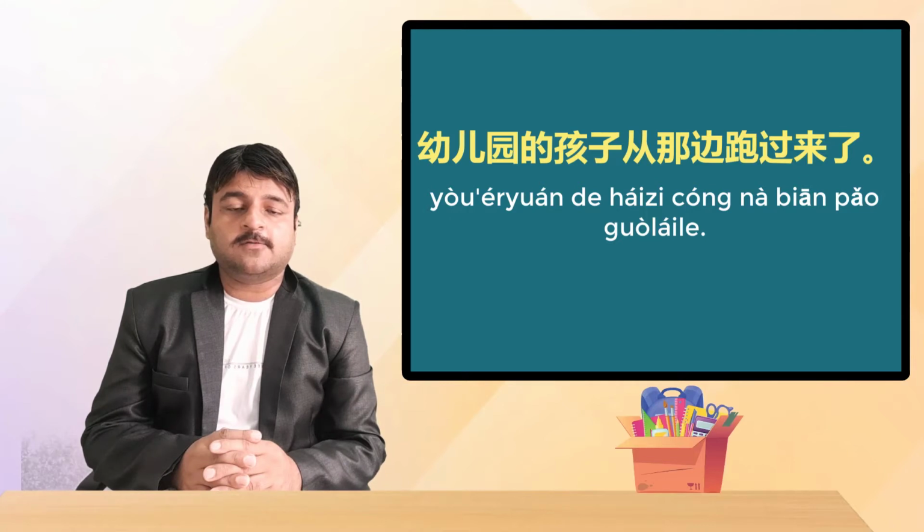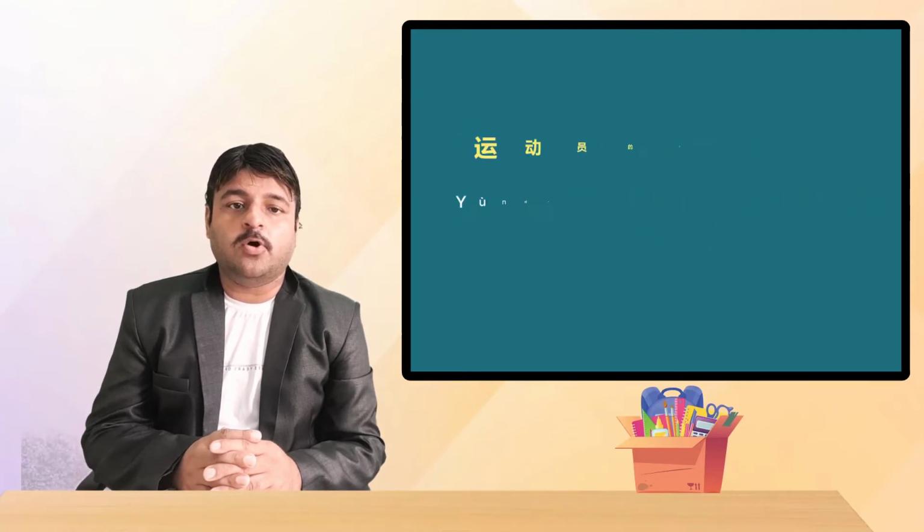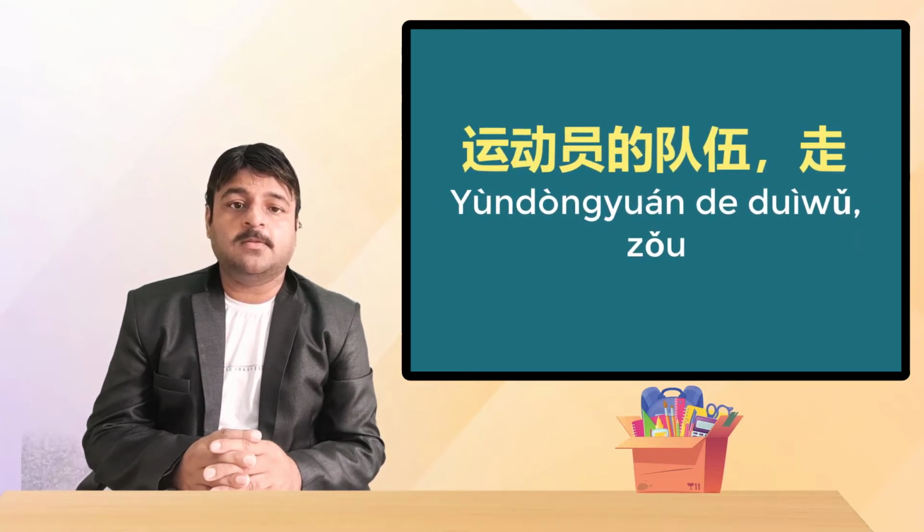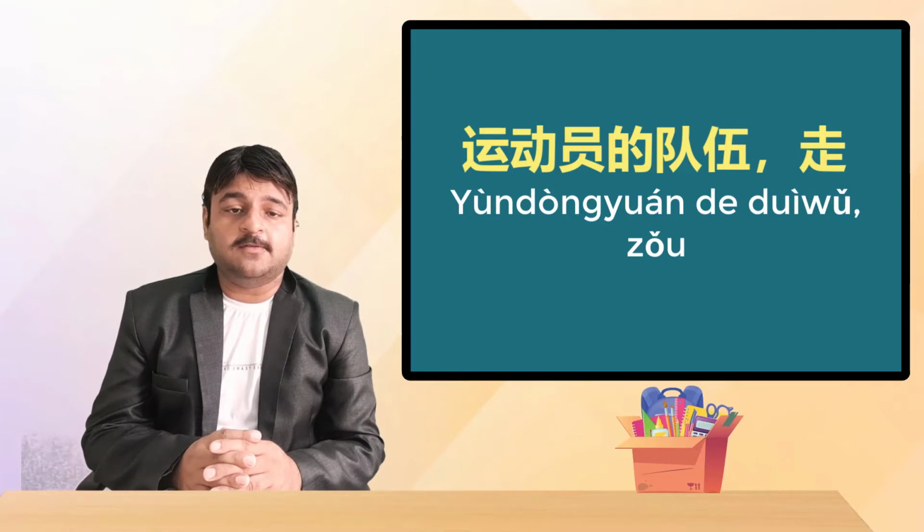Moving on to the words in the box to make replacement. 运动员, the sportsmen, 队伍, team or contingent, the team of sportsmen. 走, to walk. From which side the team of sportsmen came walking. Replace the underlined words with these two words to make this new sentence.